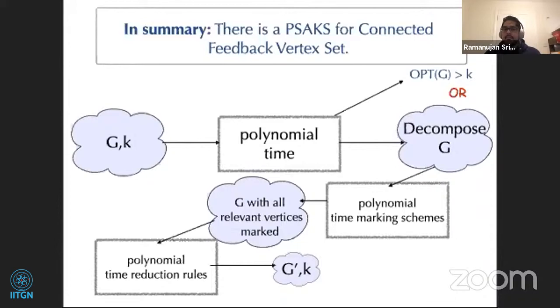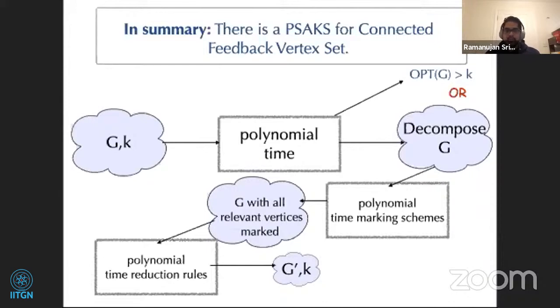About the running time in this algorithm. For connected vertex cover, it was truly polynomial time. There was no exponential dependence on 1 over epsilon hidden anywhere. But here, there is an exponential dependence on 1 over epsilon hidden, mainly because if you remember, when applying the Steiner tree marking, you need to go over a bunch of subsets of size 1 over epsilon.